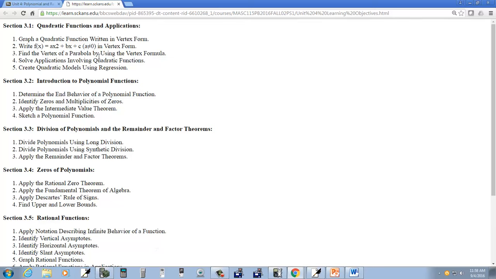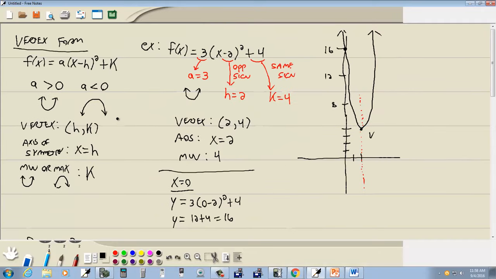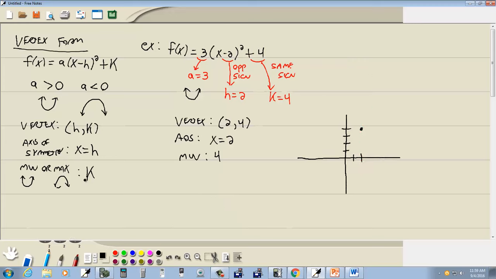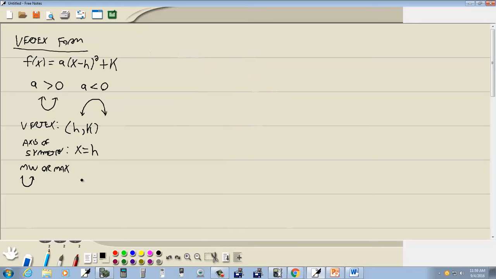Now, find the vertex of a parabola by using the vertex formula. So let's talk about that. Let me clear this off. That's kind of tedious, rewriting in vertex form. Not that straightforward. We've got an easier way.